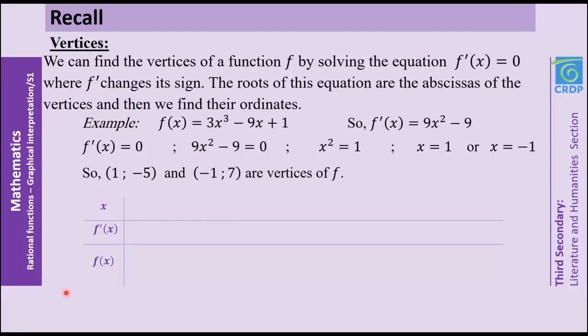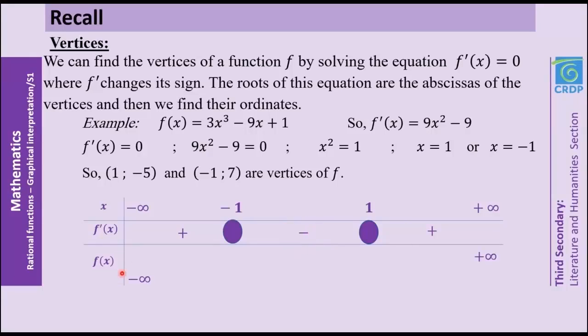To draw the table of variation for f, first we need to start by inputting the domain of f, from minus infinity to plus infinity, with the abscissas for our vertices. Then we need to look at the sign of f prime of x. Since f prime of x is a quadratic function, we have to input the same sign as the coefficient of x squared on the outer sides and the opposite sign on the inner side.